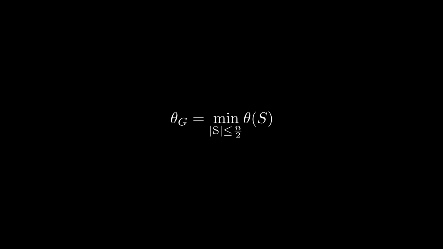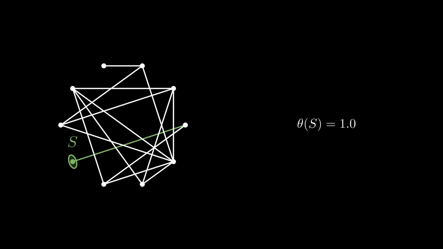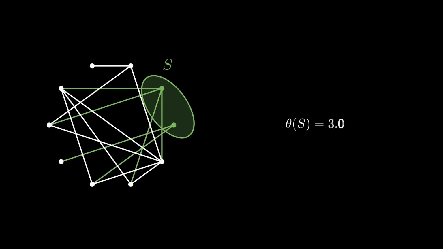We can also define the isoperimetric ratio over a graph G as the minimum isoperimetric ratio over all subsets with cardinality less than n divided by 2, where n is the number of vertices in the graph. We can think of this as taking a single graph G, selecting some subset of vertices S, and calculating the isoperimetric ratio over and over again.